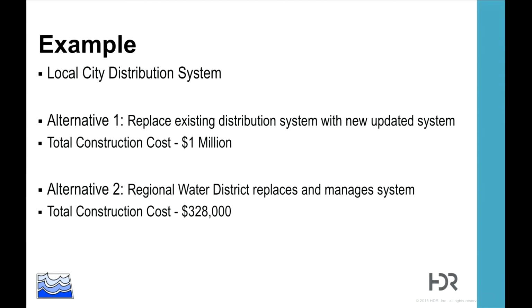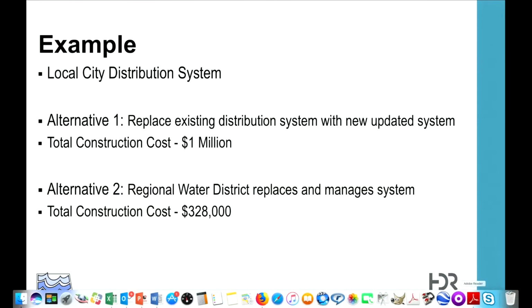Under alternative one, they would design the system to reduce their long-term O&M. And under alternative two, though, we're assuming that because the regional water district is already in operation, they already have trained staff to operate and maintain the existing system. There's even a smaller increase in O&M with alternative two.